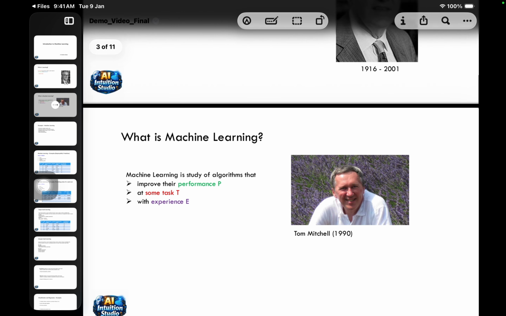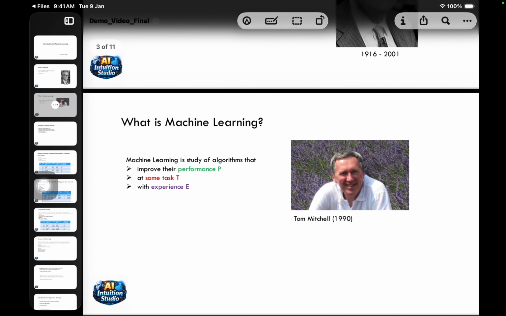Moving on, what is machine learning? Tom Mitchell, one of the pioneers in machine learning, gave one of the most practical definitions of machine learning. He says that a machine learns if its performance P on a task T improves with experience E. This definition is powerful because it gives us a way to quantify learning.